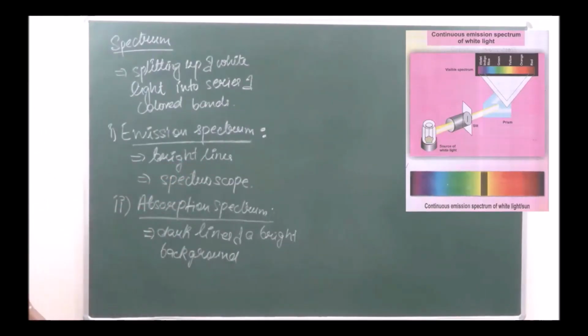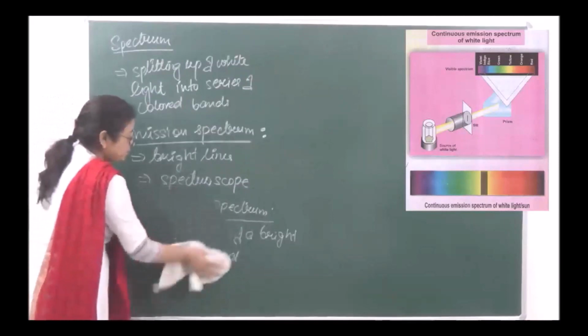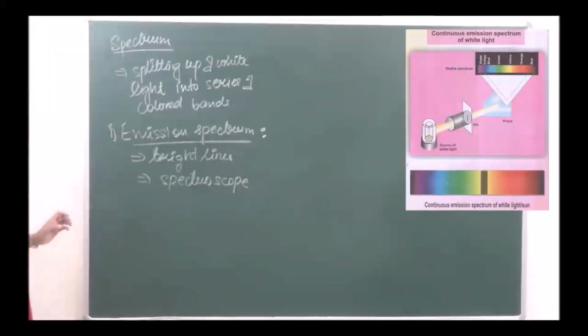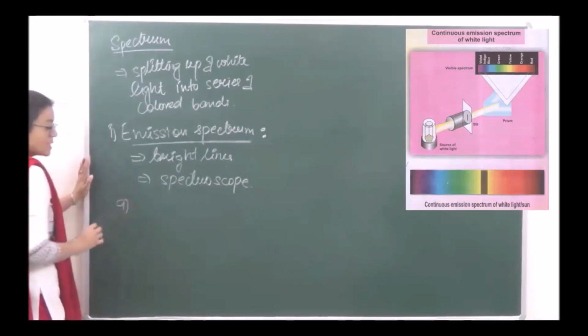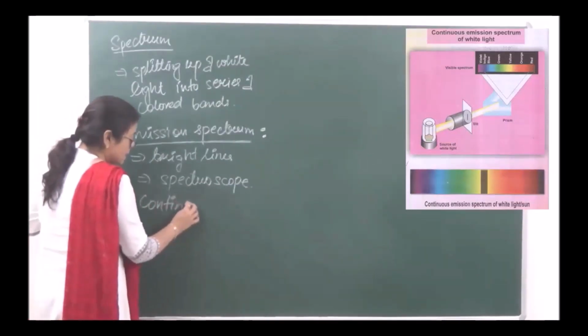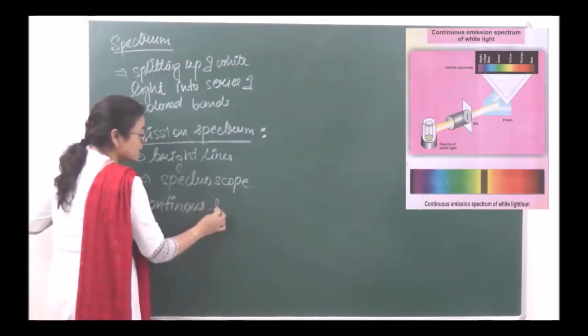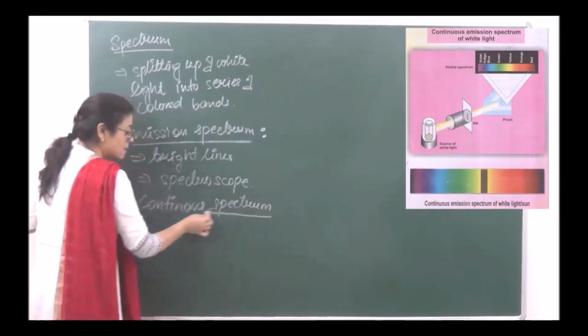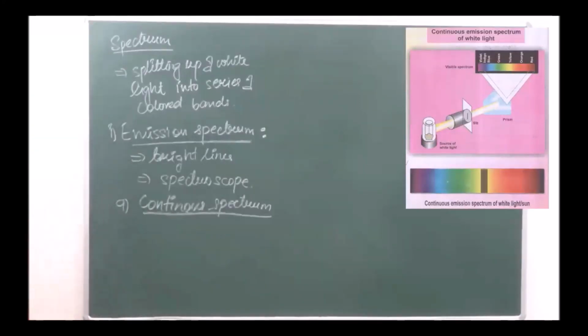Okay, now the emission spectrum is further classified into two. Right, so we are saying that the emission spectrum is classified into two. The first one is known as continuous spectrum. What do we understand by continuous spectrum?